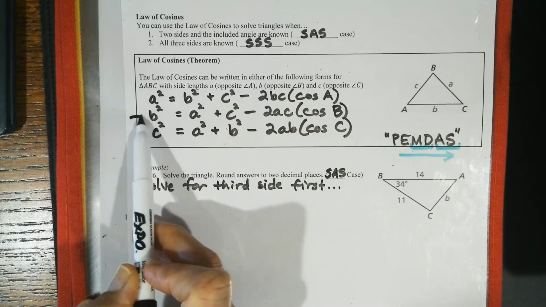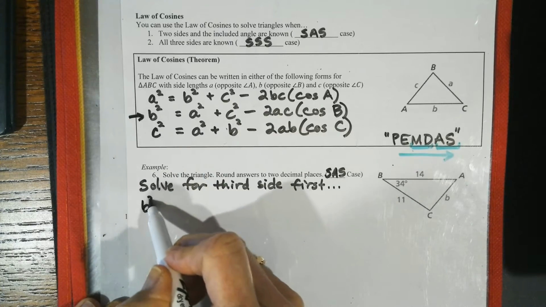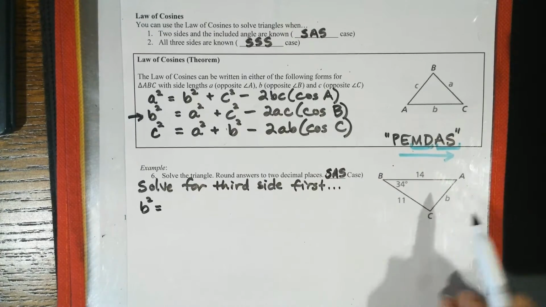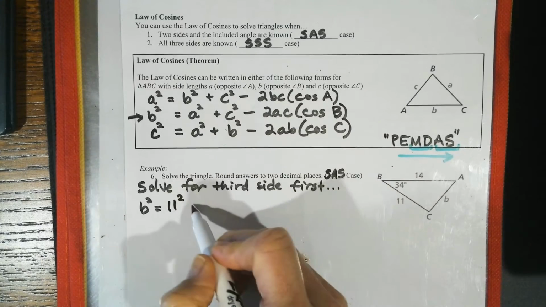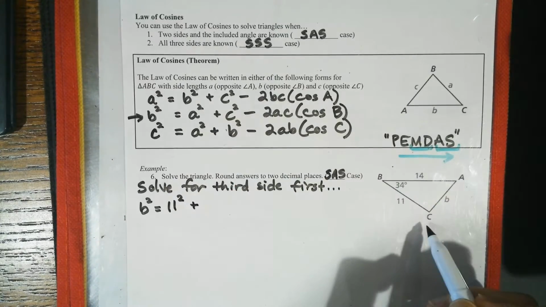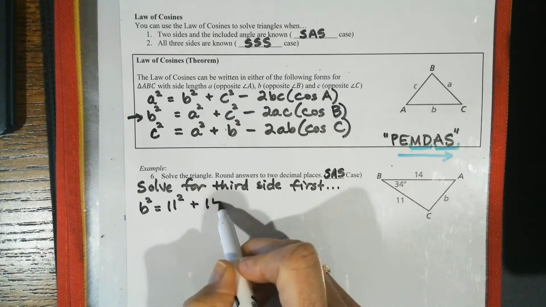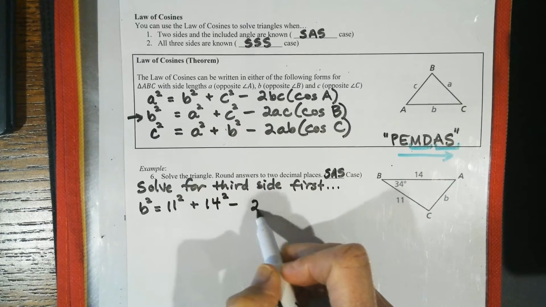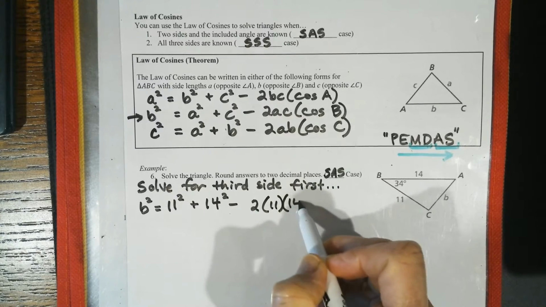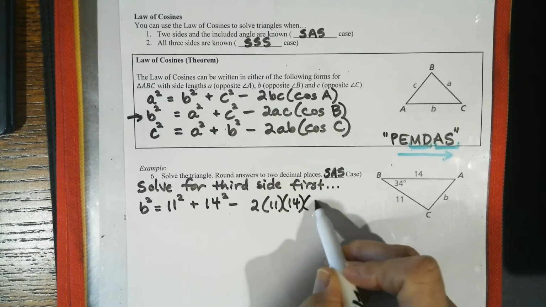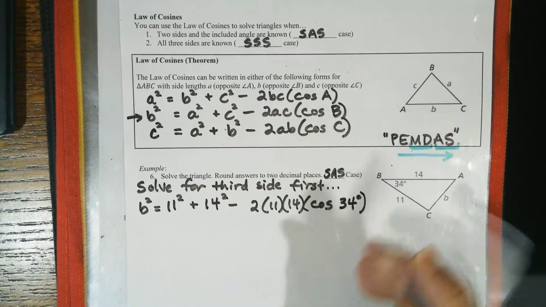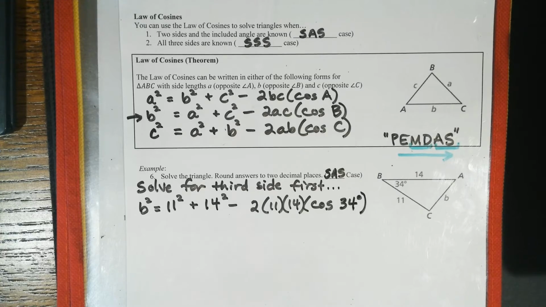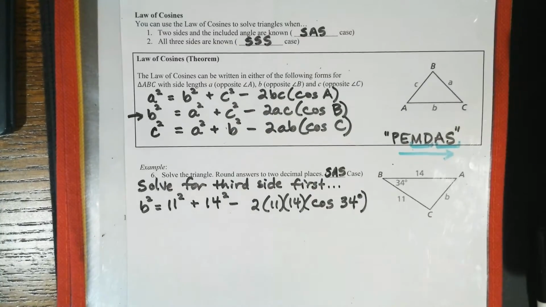So I'm going to use this equation here. So b squared equals. Now a is across from A, so that's 11 squared, plus c squared, c is across from C, that's 14, minus 2 times a times c times the cosine of angle B, which is 34. And you may notice that this is basically all calculations now. So you grab your calculator at this point.